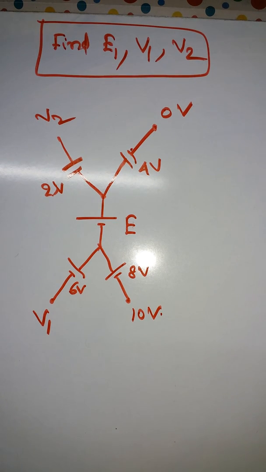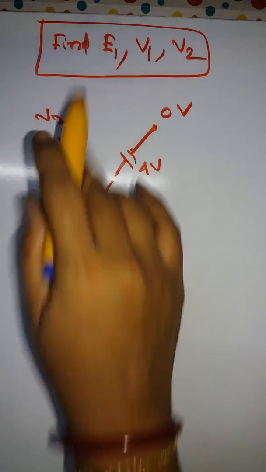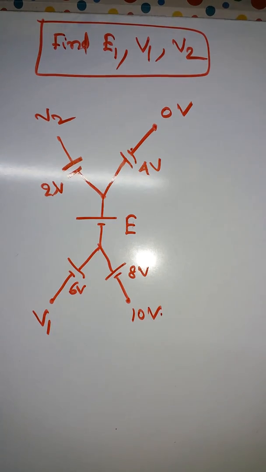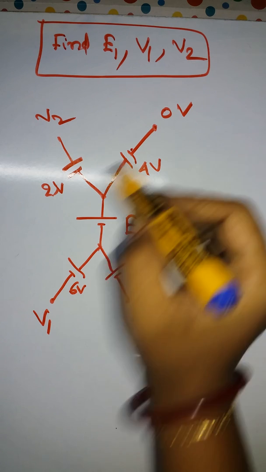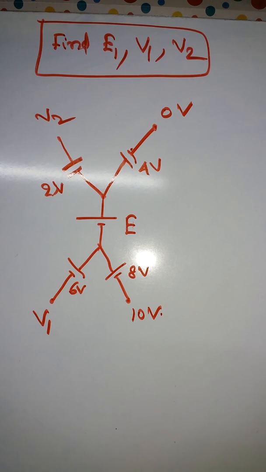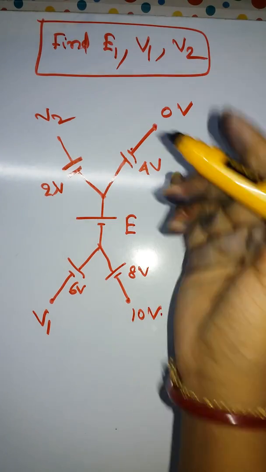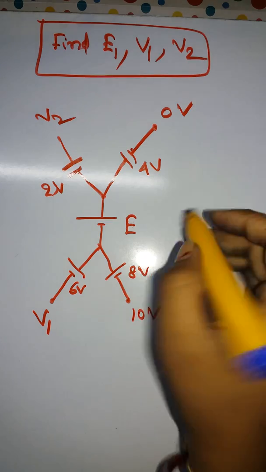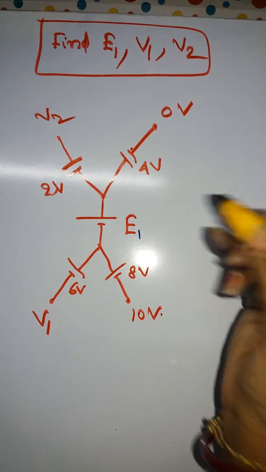Okay, so there's another problem here. As you can see, they said we have to find E1, V1 and V2. Now this one is given as 0 over here, right? So what will be the voltage drop for finding E1? It's E1 or E, whatever you say. So let's write it E1.